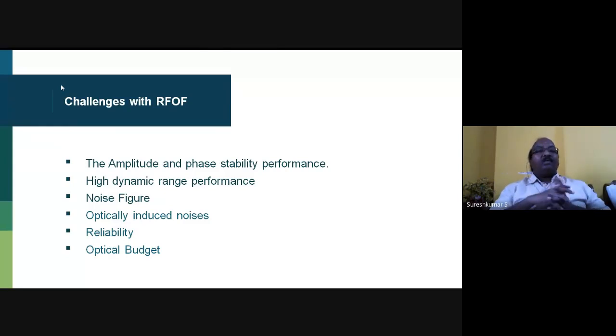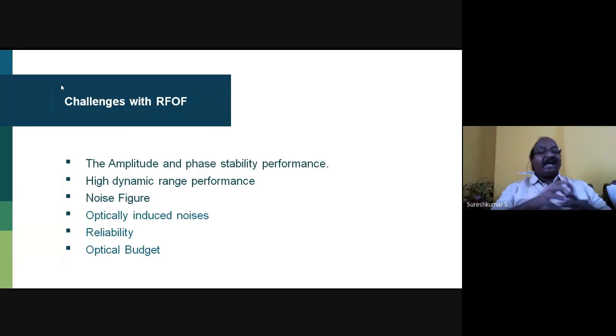Nowadays, you can find a cable TV provider supplying a cable connection with an RF over fiber system. But he doesn't understand all these things. When you try to use a similar system for radio astronomy, you need to understand these parameters. One is amplitude and phase stability performance, because the radio signal coming from your telescope, your fiber optic system, should not add amplitude variation and phase variation to the signal. Then the purpose of the signal transport system is lost.